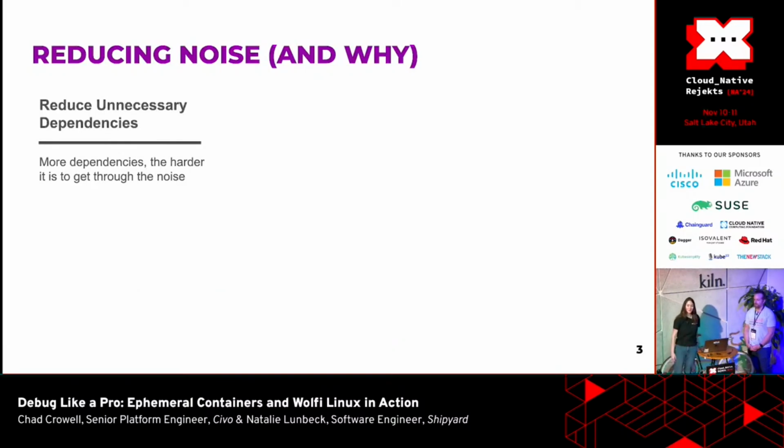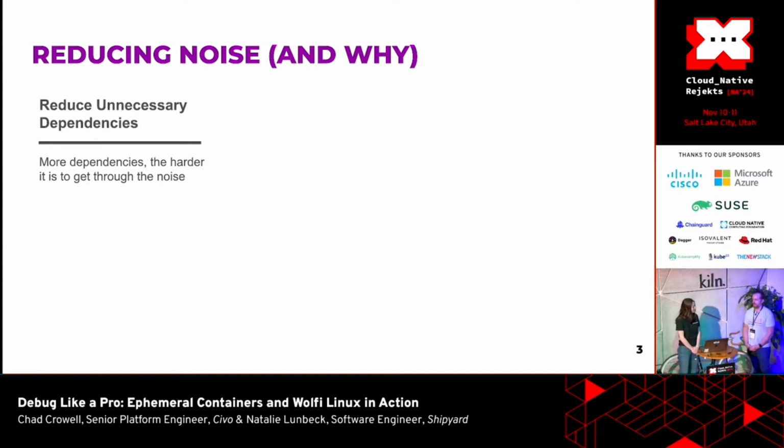First and foremost, one of the easiest ways you can get ahead of your debugging is reducing noise. And by noise, we mean packages, dependencies, anything in your images that aren't serving a very specific or necessary purpose. They're just there, and maybe that's coming with your bloated base image. So where possible, reduce unnecessary dependencies. That's not just to make your image more secure, but also to give you less administrative fatigue sifting through all the things you have going on, because the more dependencies, the harder it is to get through the noise.